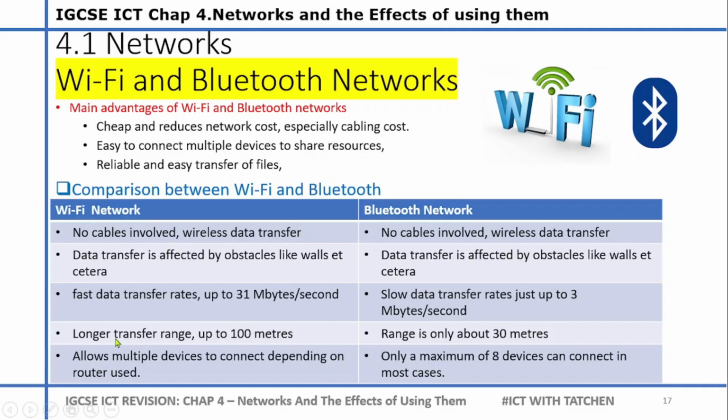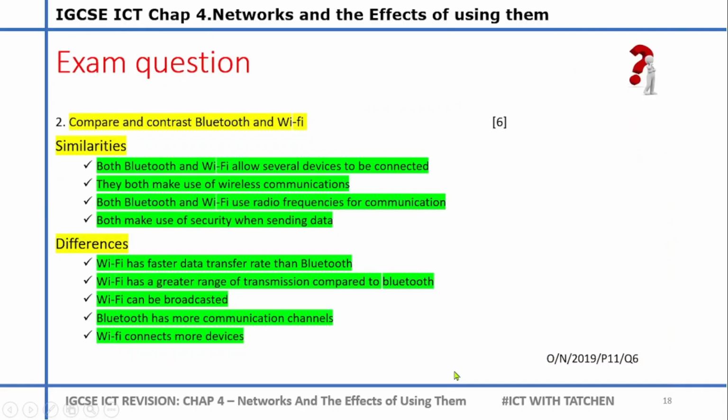Now, Wi-Fi allows multiple devices to connect depending on the router you're making use of. But for Bluetooth, only a maximum of 8 devices can connect in most cases, unless maybe you have boosters or so. Now, a sample question on what we just did: compare and contrast Bluetooth and Wi-Fi. When they say you should compare and contrast, they simply want you to look for similarities and differences between the two networks. So we've seen quite a number of them.